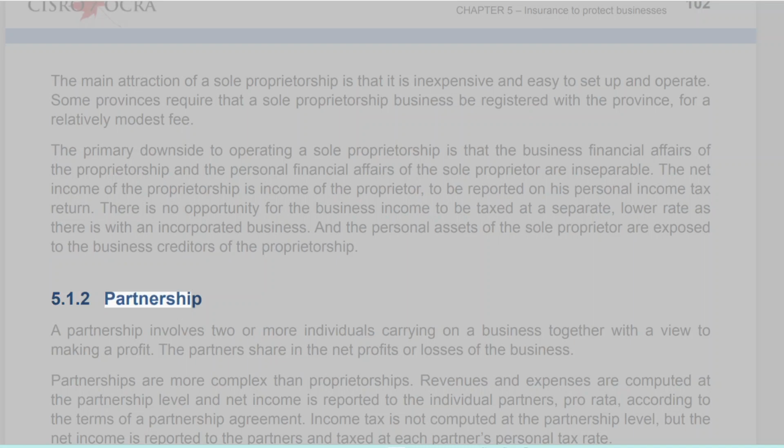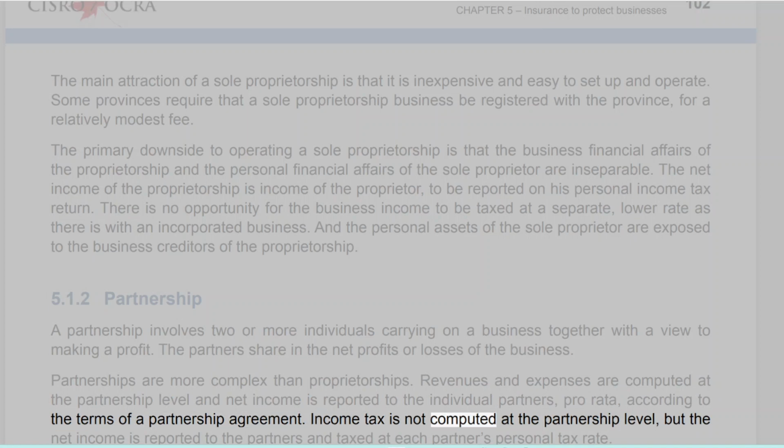5.1.2 Partnership. A partnership involves two or more individuals carrying on a business together with a view to making a profit. The partners share in the net profits or losses of the business. Partnerships are more complex than proprietorships. Revenues and expenses are computed at the partnership level, and net income is reported to the individual partners, pro rata, according to the terms of a partnership agreement.